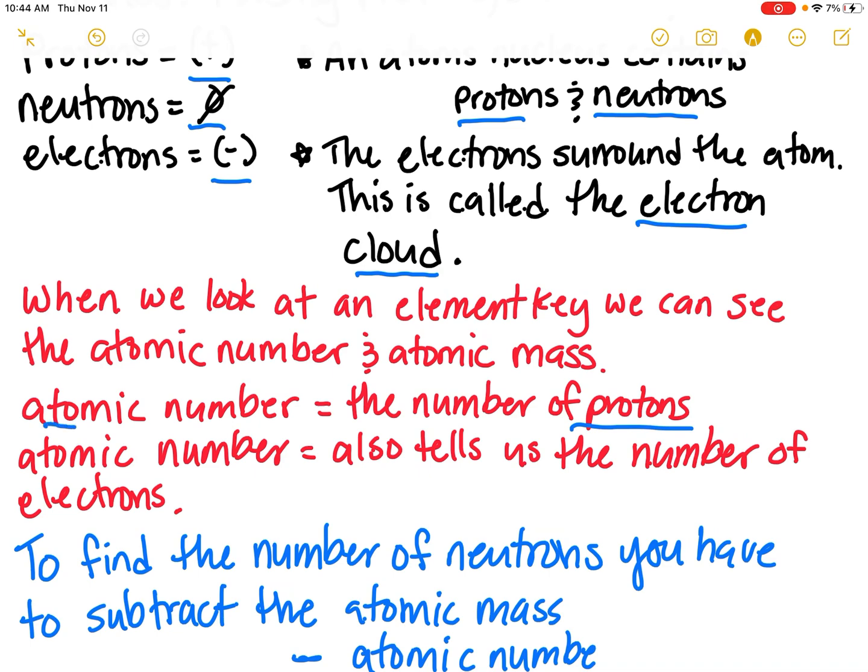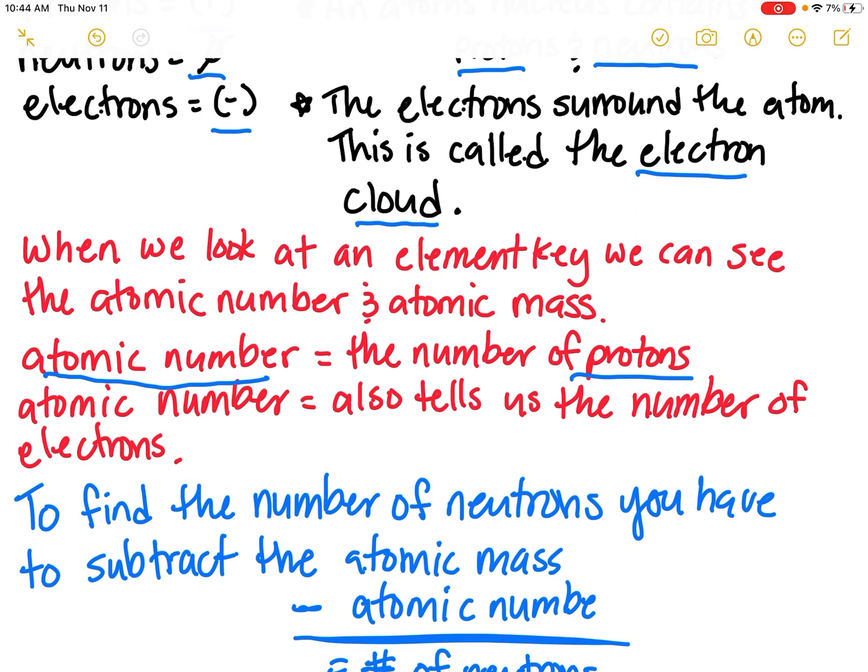So, to find the number of protons, we look at the atomic number on the element key. That is the top number. In order to know the number of electrons, we also look at the atomic number, so those are going to be equal. The number of protons and the number of electrons are equal. Remember that protons have a positive charge and electrons have a negative charge.